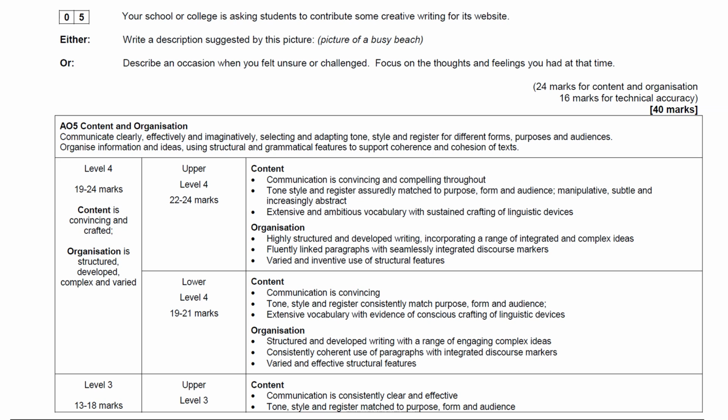Think about flashbacks, for example, change of focus, all the things you've looked at for structure. That's what it's talking about here. Fluently linked paragraphs with seamlessly integrated discourse markers. Again, I don't want to see every sentence starting the same way, I see too much of that. It's about using variety. Can you think about different ways of starting your sentences, different ways of starting your paragraphs? This is where fragmented sentences come in and are really useful. And varied and inventive use of structural features.